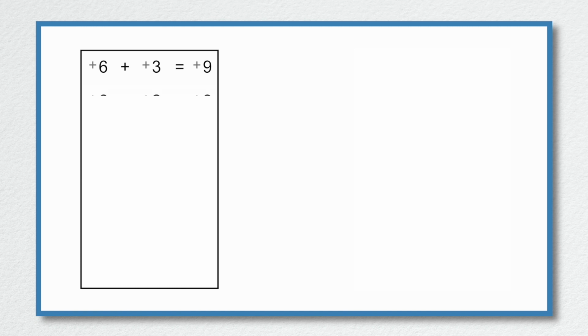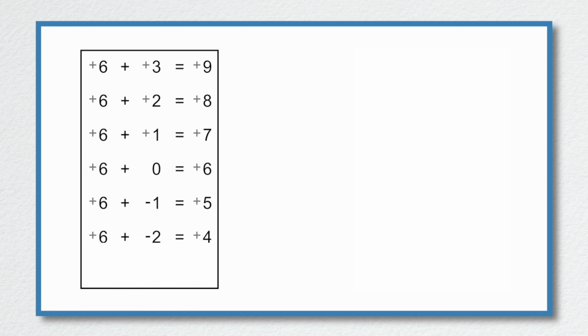I'm now going to do positive 6 add positive 2, which gives us positive 8. Then I'm going to do positive 6 add positive 1, which is equal to positive 7. Then we've got positive 6 add 0, which is equal to 6, or positive 6. Next in the pattern is positive 6 add negative 1. And the answer to that is 5. And if we have positive 6 add negative 2, we get 4, or positive 4. And if we have positive 6 add negative 3, we get positive 3.